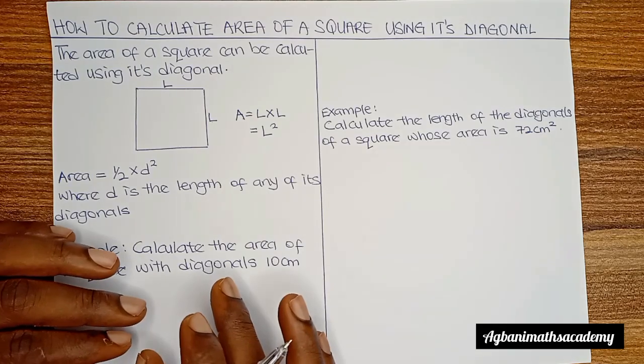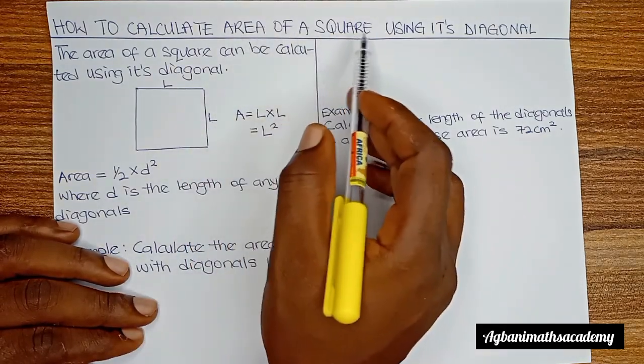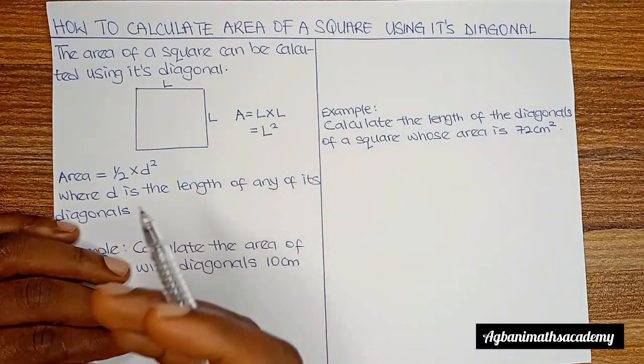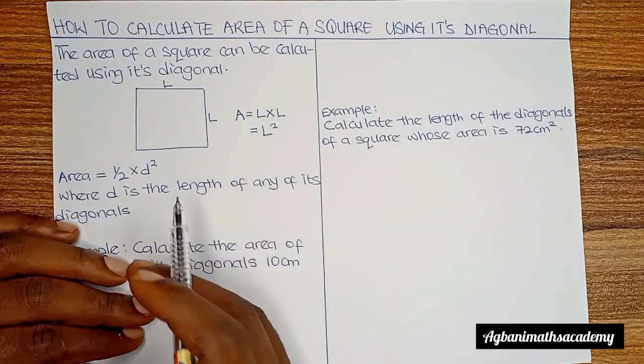Hi guys, in this video we're going to be looking at how to calculate the area of a square using its diagonal. Usually, to calculate the area of a square, you need to know the length of the square.